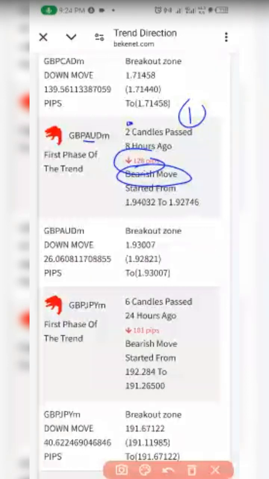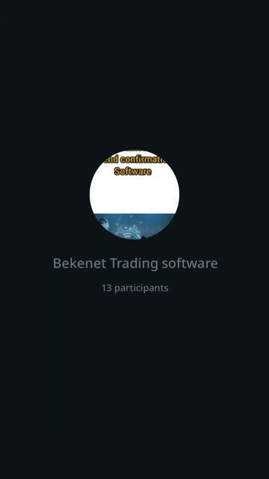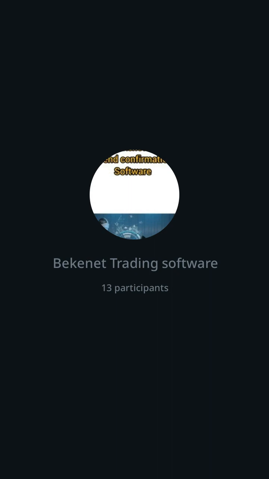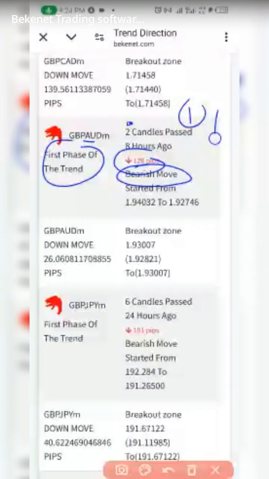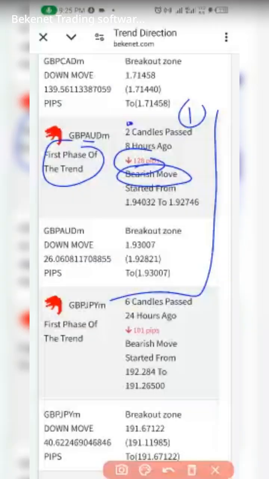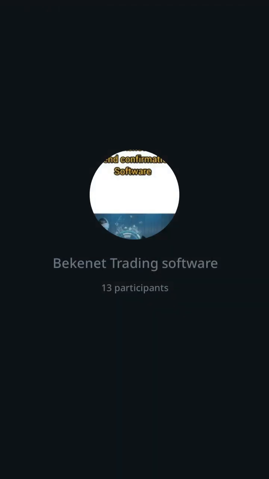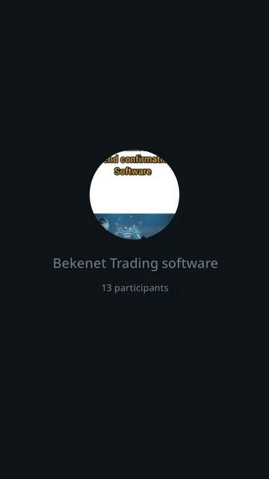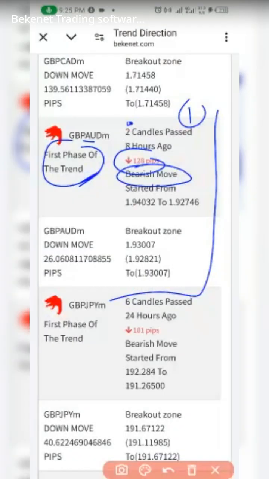We don't do anything with the last phase. If you're seeing anything in the last phase, that means the price has gone far, or the trend has gone far, and I use the word trend because we are dealing with trend direction here. So the trend has gone far in the last phase, meaning that the trend can reverse to a bullish move. Do you understand? So we only take our trade from the first phase of the trade.